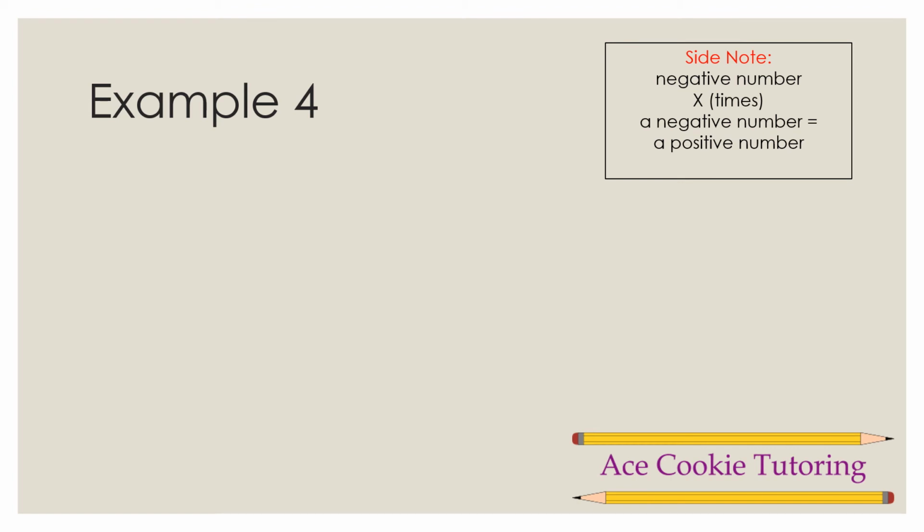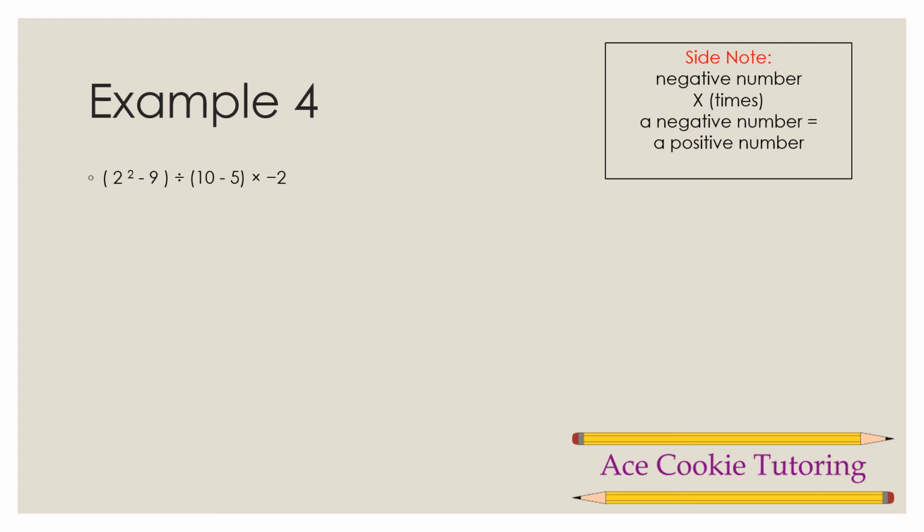Alright, let's go ahead and work on example number 4. This one's going to be the hardest problem we do, and it's going to feature all of those rules and all of those operations we just talked about. So here we go. Example number 4. 2 squared minus 9 in parentheses, divided by 10 minus 5 in parentheses, times a negative 2.